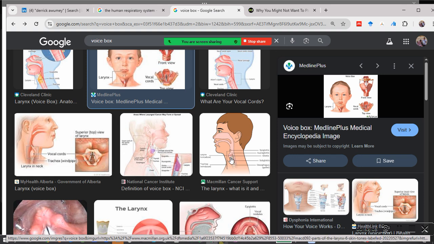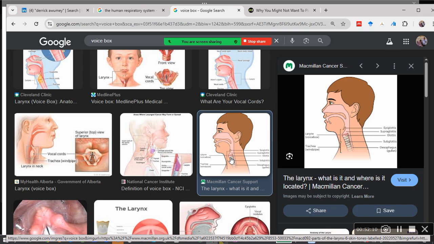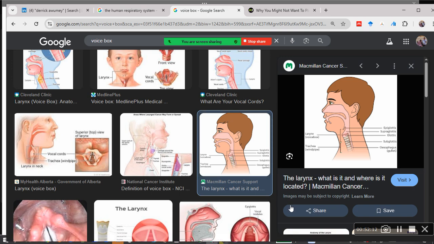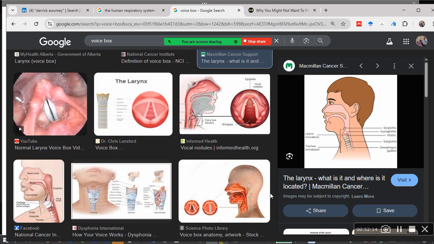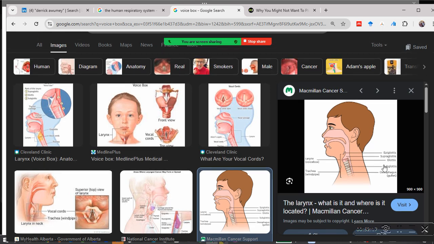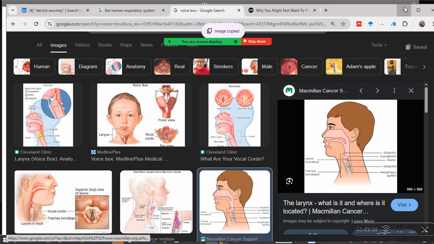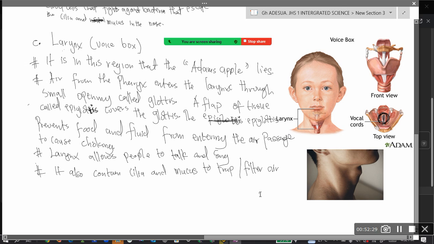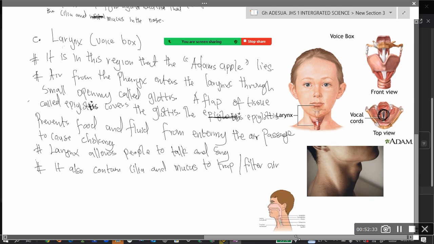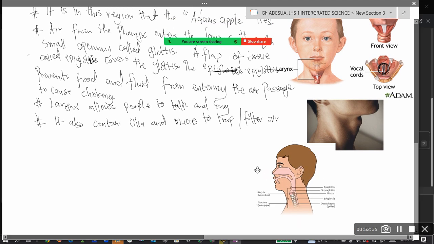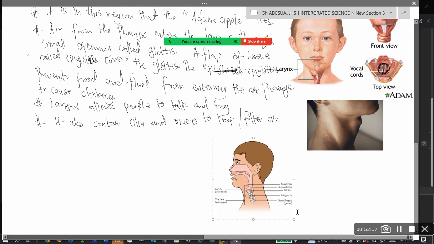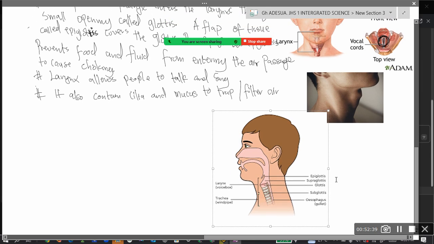Now let me show you what the function of the glottis and the epiglottis is. You realize that we said the epiglottis prevents us from choking, or from allowing food into our air passage, right? So the reason why, when you are eating, they ask you not to talk. You know why they ask you not to talk when you are eating? It's because of this thing over here.